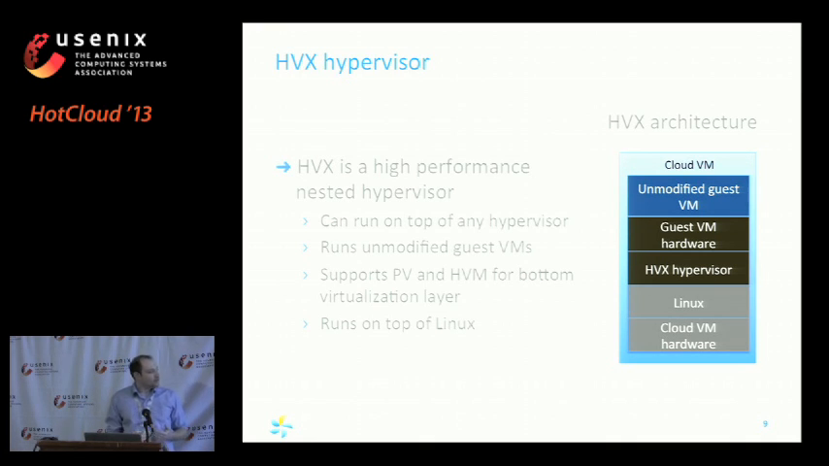This picture depicts the HVX hypervisor architecture. As you can see at the bottom, we have the cloud VM hardware provided by the cloud hypervisor. For example, if you run on Xen, we see Xen hardware or Xen devices. If we run on top of KVM, we see KVM devices. On top of that, we have our virtualization layer, which includes Linux, and on top of that we load our hypervisor, which we call HVX. And our hypervisor, as I already said, provides a completely different hardware set to the guest VM that we run on top of it.